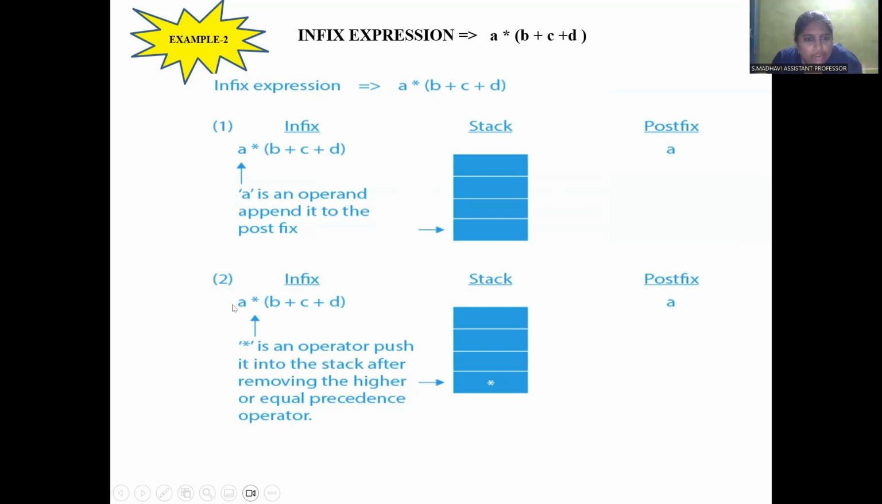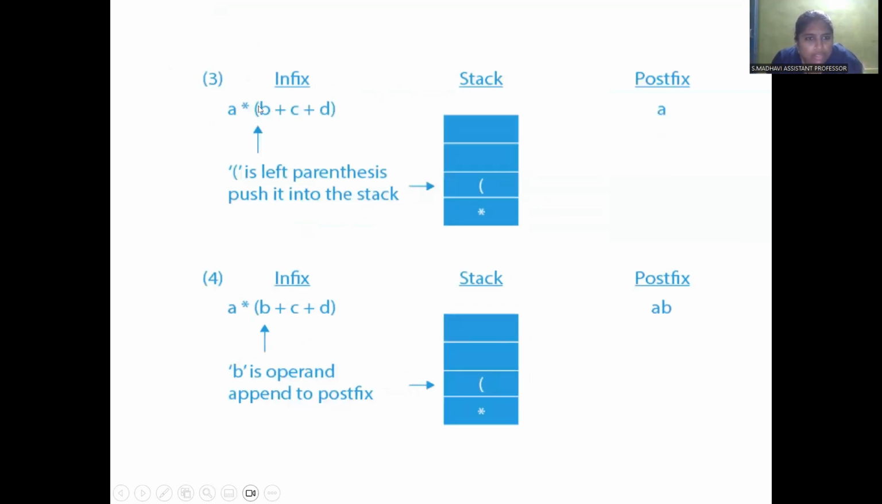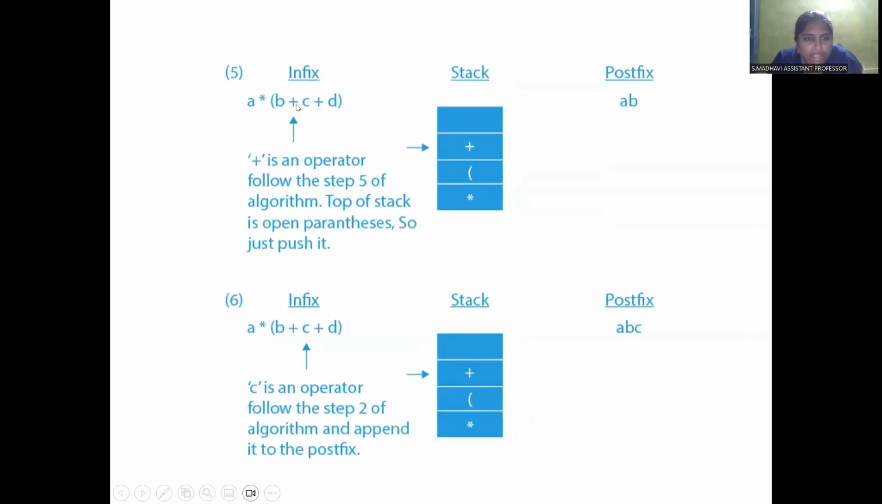Next we read the next character, which is the star. Star is an operator, so we place it onto the stack. It is placed. Next, the third character I read is a parenthesis, a left parenthesis. If it is a left parenthesis, I push it onto the stack. Next is B. B is an operand, so I place it onto the postfix. Followed by B, I have the plus. Plus is an operator, so you push it onto the stack.